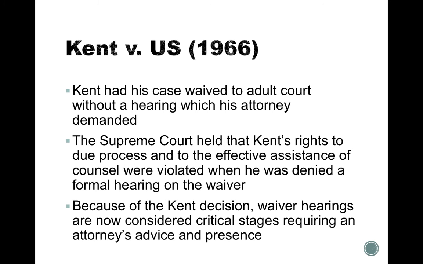So in 1966, we have Kent v. U.S., and Kent has his case waived to adult court, and this is done without a hearing, which his attorney had requested. So the Supreme Court held that Kent's right to due process and effective assistance of counsel was violated. Now if we're going to waive somebody to adult court, we have to have a waiver hearing. We can't just throw them into adult court. There has to be a hearing to determine the appropriateness of that.